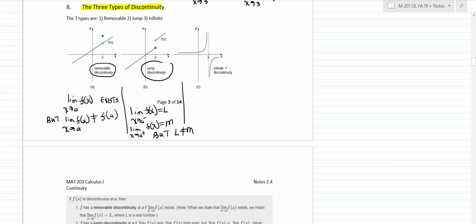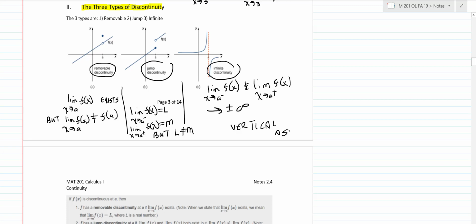Now, the other type of discontinuity is an infinite discontinuity. This happens if the limit as x approaches a from the left of f of x and the limit of f of x as x approaches a from the right go to either plus or minus infinity. What that means is if your left and right hand limits go to either plus or minus infinity, you have a vertical asymptote. That's the idea behind it, and that's what each situation lends itself to as far as the limit goes.